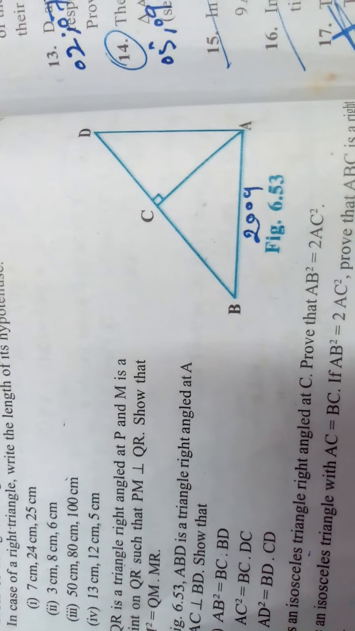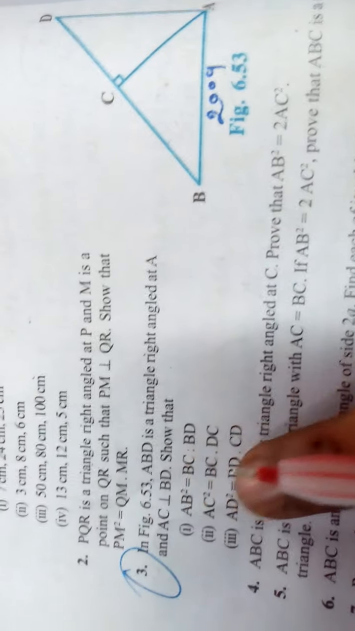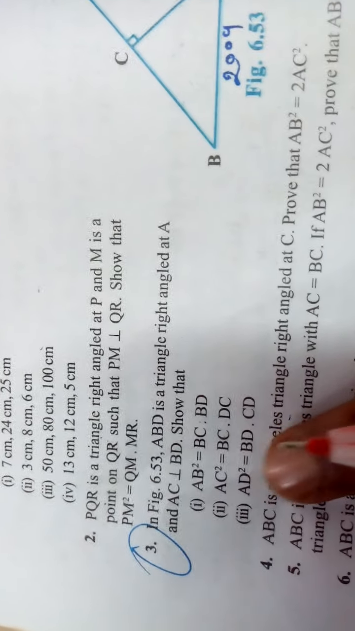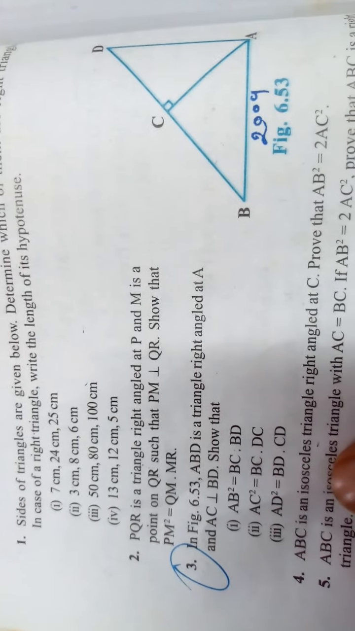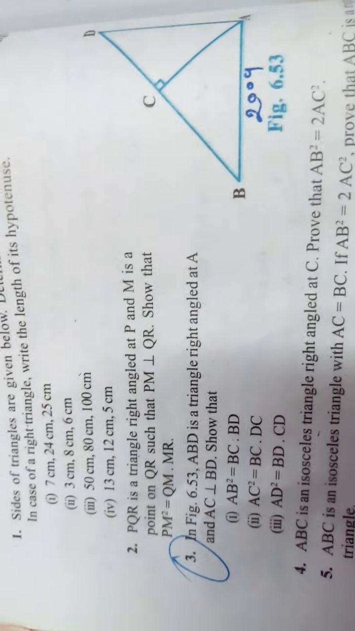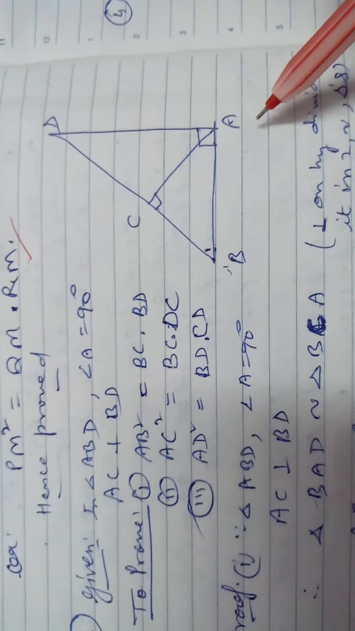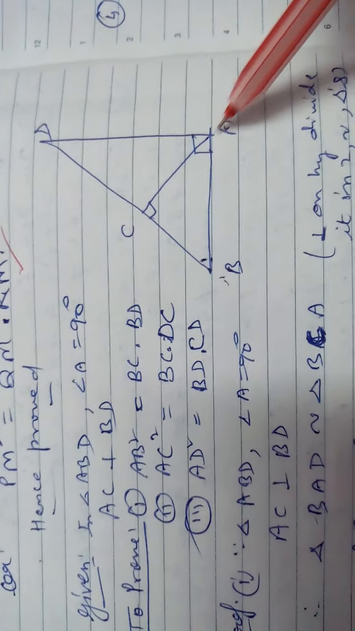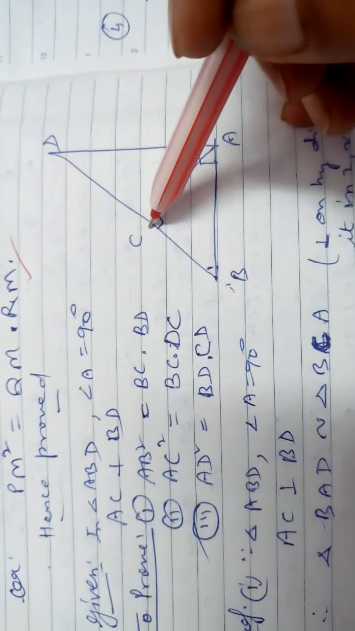Question number 3 is given in the figure here. A triangle is given ABD and AC is perpendicular on BD and right angle at A. You want to prove these three proofs: AB square, AC square, AD square. This is the question given. AB square, in this I am applying the theorem directly. In triangle ABD, angle A is 90 and AC is perpendicular to BD. It means it is a perpendicular on hypotenuse from right vertex.